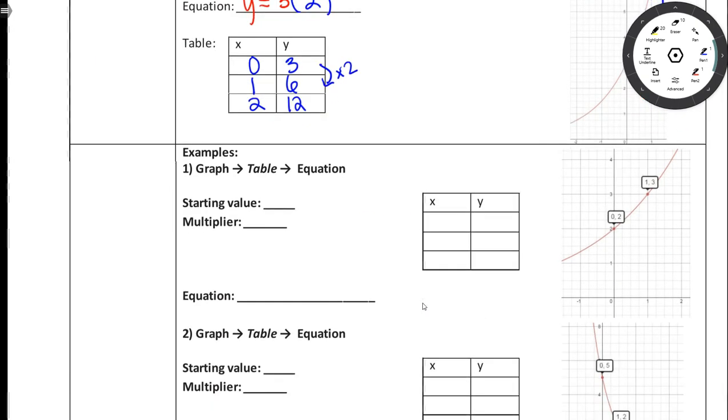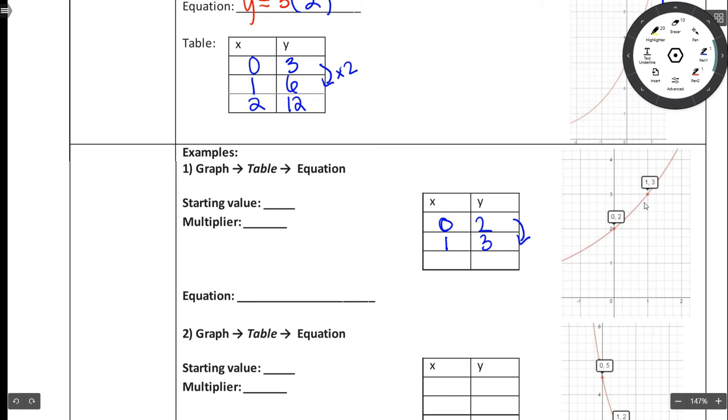Let's try another one. So this is nicely labeled for you. Starting value, multiplier. I'm going to start with my graph, go with my table, and then make my equation. So my graph has a value of 0, 2. It has a value of 1, 3. And again, in this case, it's not really that obvious what I multiply my 2 by to get to 3. It's an exponential. It's a multiplier that exists.